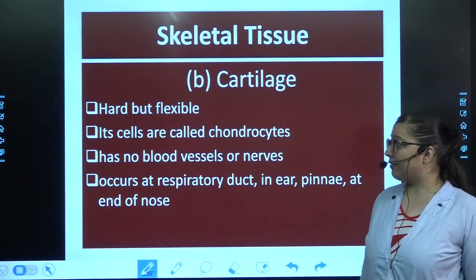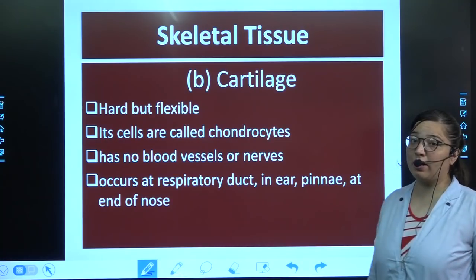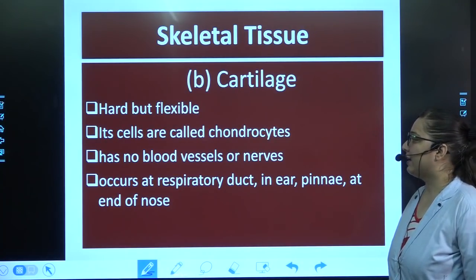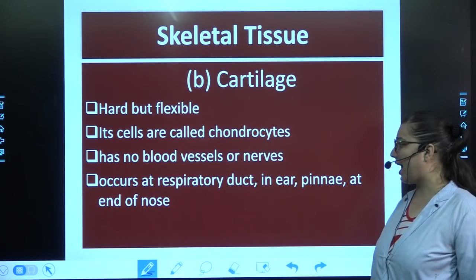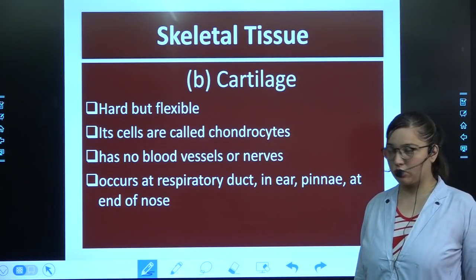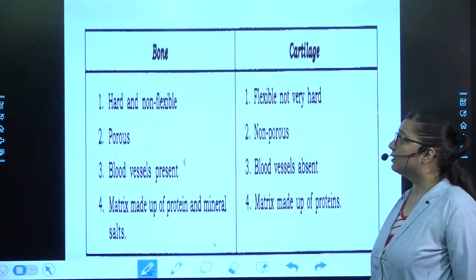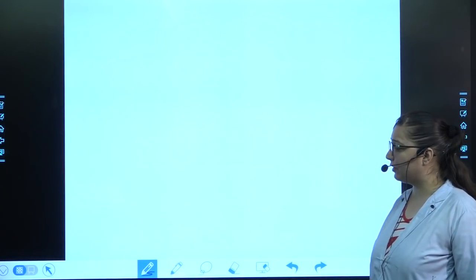Then about the cartilage. It is hard and flexible. What are its cells called? Chondrocytes. And it has no blood vessels or nerves and occurs at the respiratory duct and the pinnae at the end of the nose. Okay, this is about the difference of it.